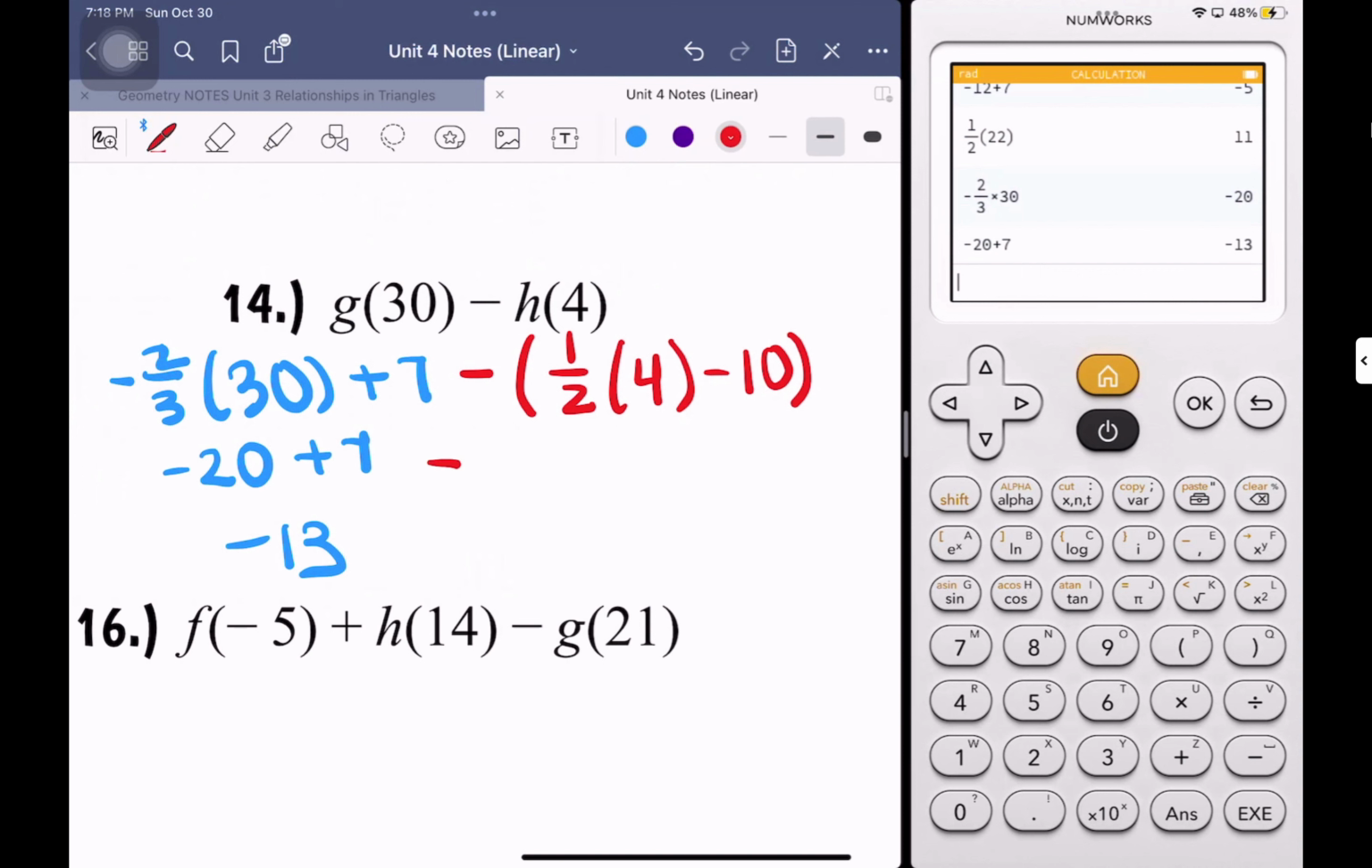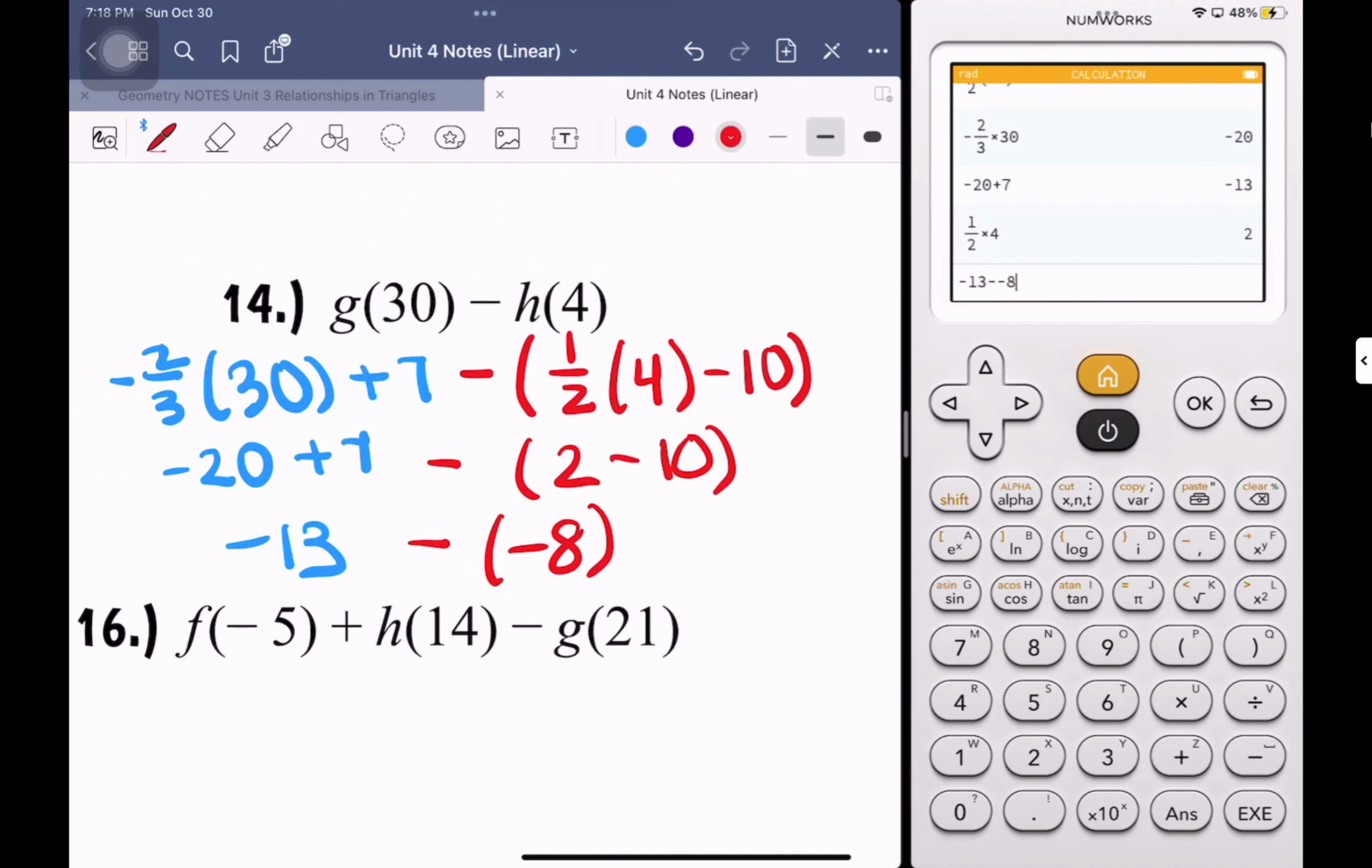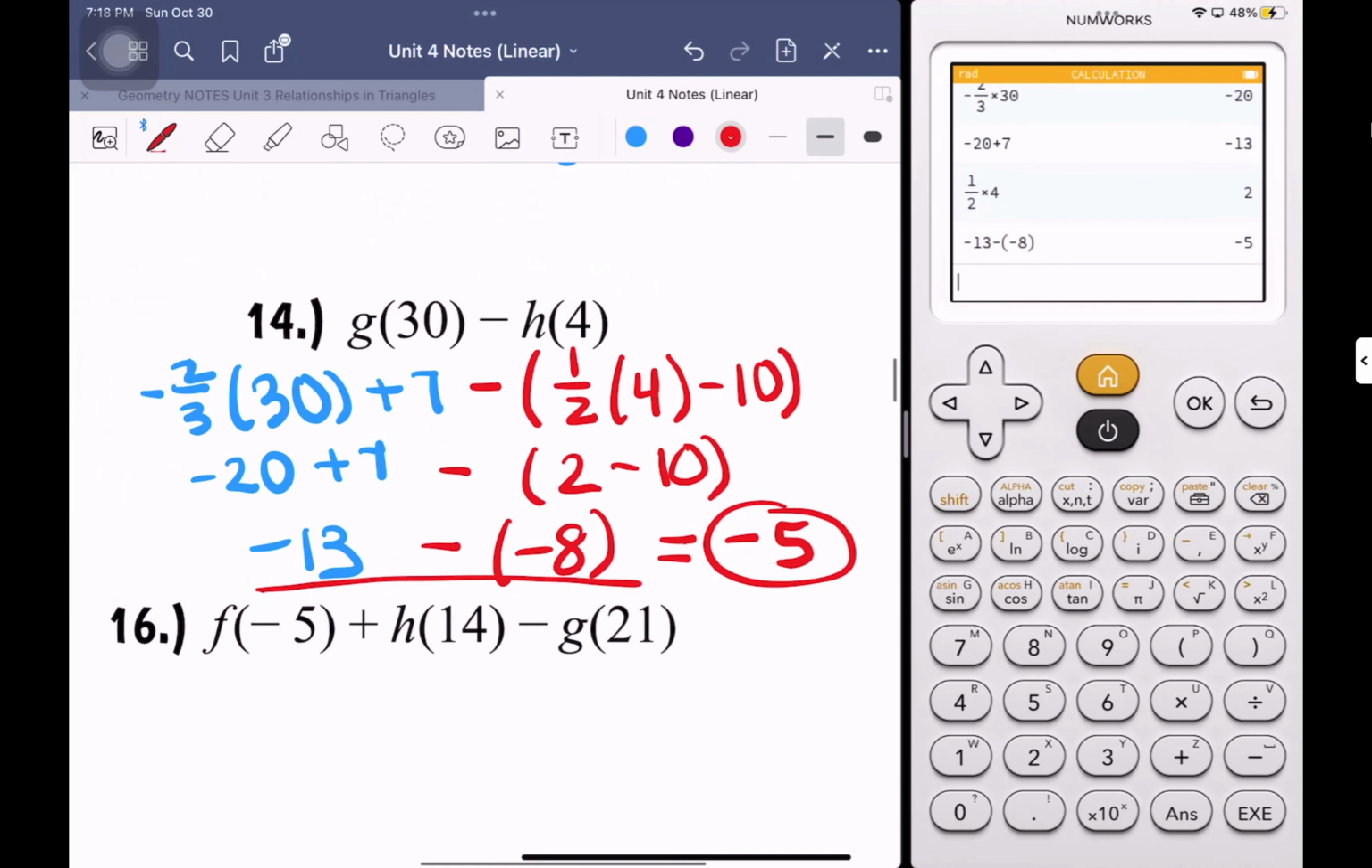So minus 1/2 times 4 minus 10. 1/2 times 4, we have 2. 2 minus 10, so minus -8. Now we have -13 minus -8. In your calculator, -13 minus -8. This ends up being -5. And that's for the whole thing.